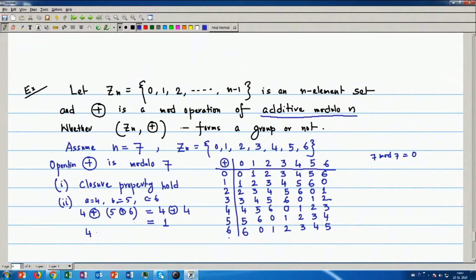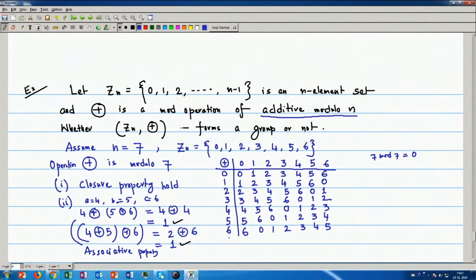Now, if I take 4 plus 5 modulo 7, then plus 6. So, 4 plus 5 becomes 9 modulo 7 is 2, 2 plus 6 modulo 7, that means 8 modulo 7, that is also 1. So, I have this equal. So, it forms an associative property. So, it holds the associative property.